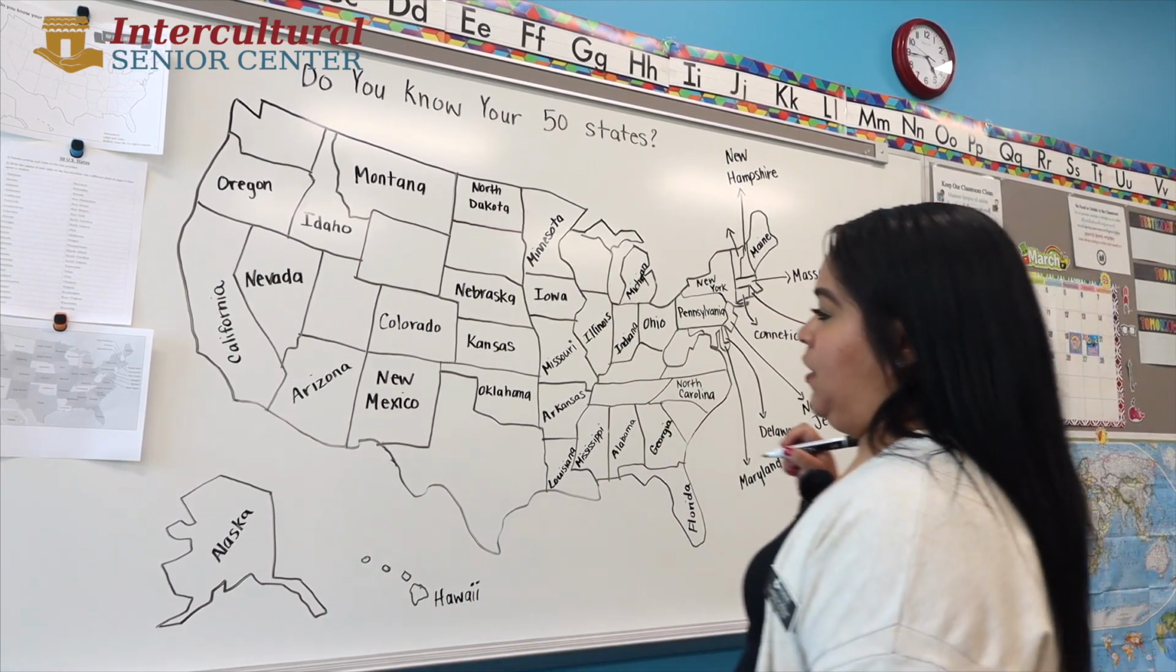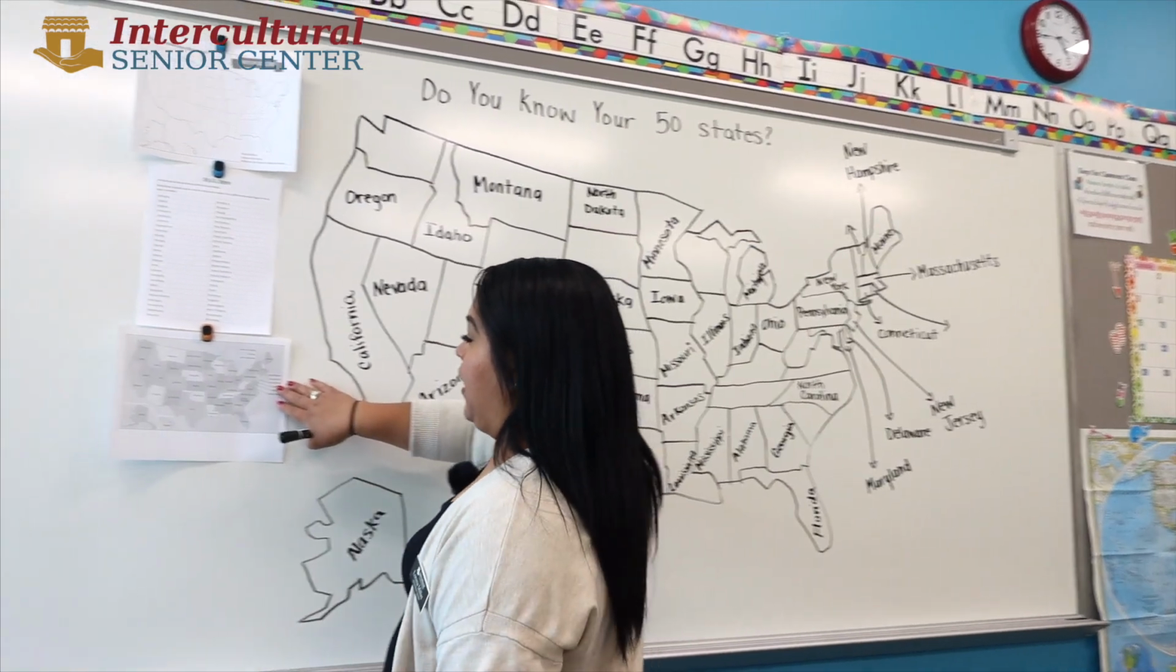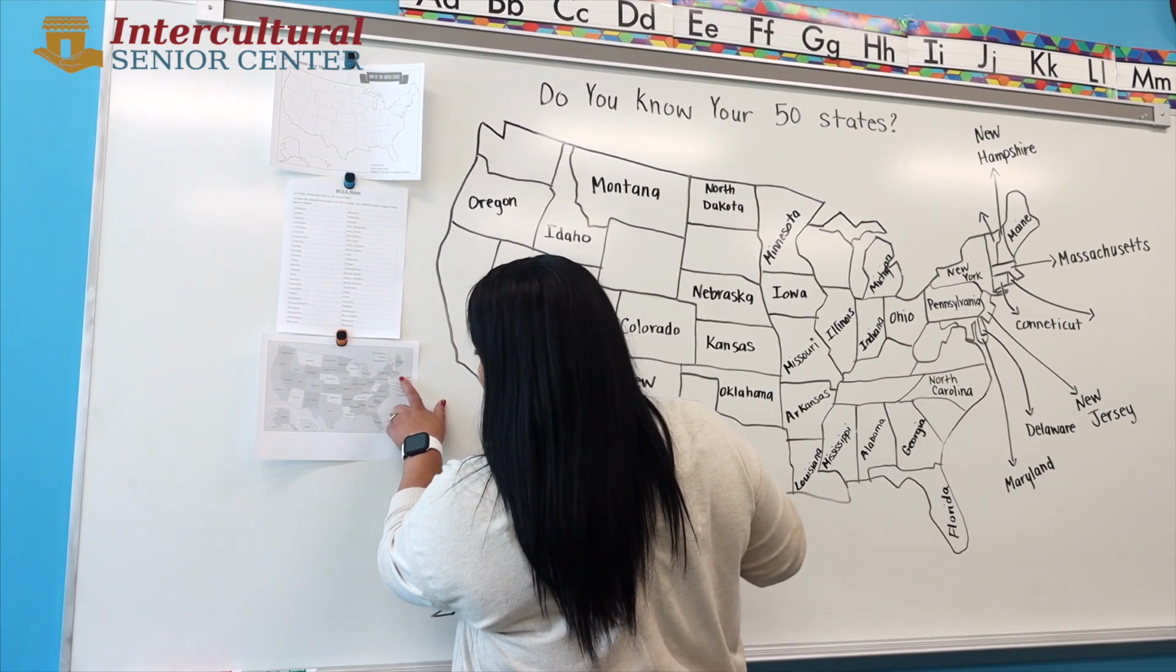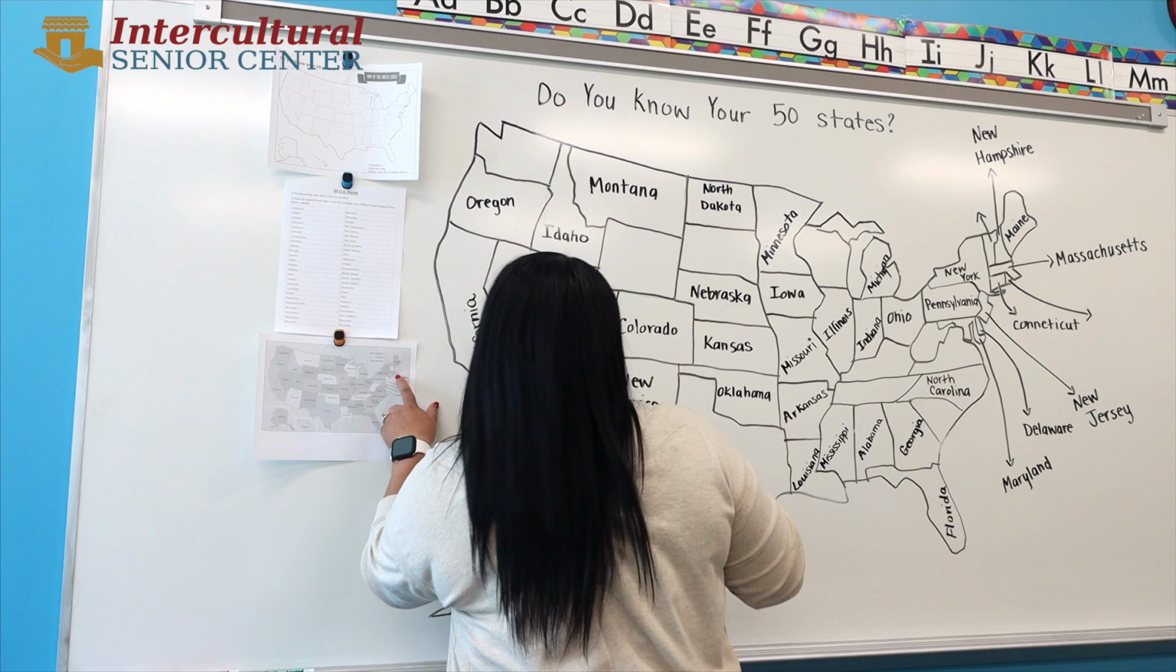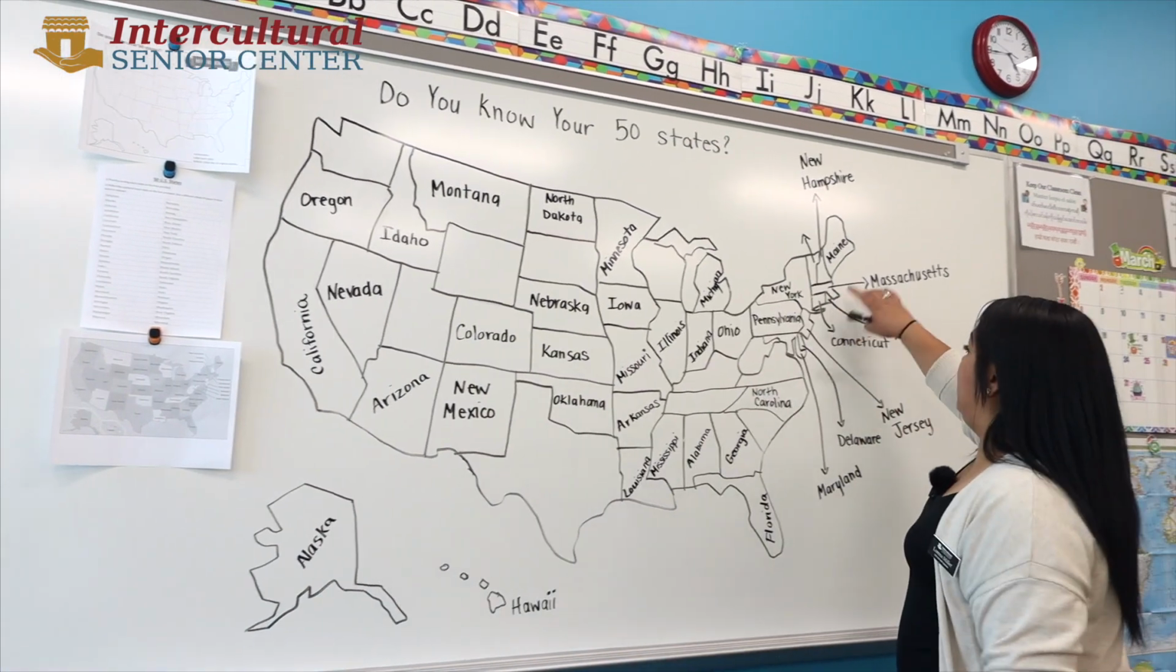Rhode Island is one of the little states, so make sure you look at a map to kind of know where Rhode Island is. Rhode Island is next to Connecticut, so it's one of the small states, this little one.